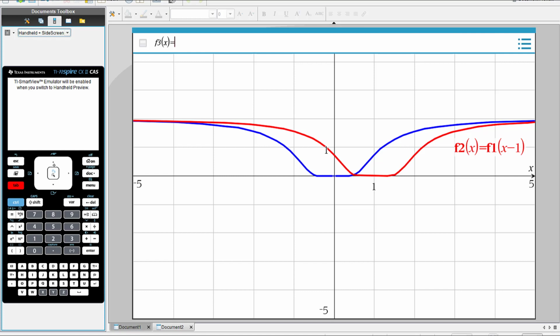If I were to make it x minus 3, for example, think about what you would expect to see when I press enter here. So I would expect to see that this graph, the blue graph, is translated to the right by 3.